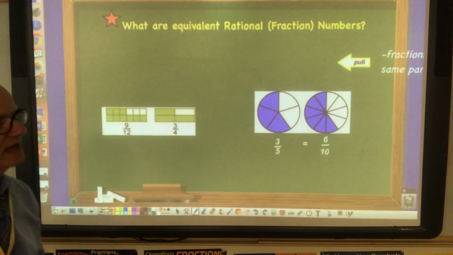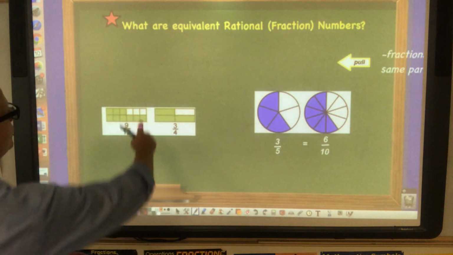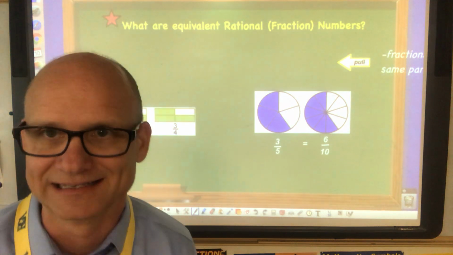So get out a pencil, get out a piece of paper. Let's discuss this topic for today. First thing I want you to write down is, what are equivalent fractions? Write that down.